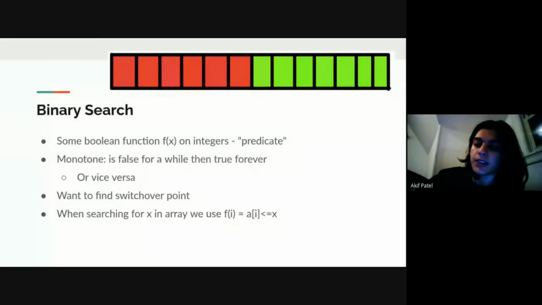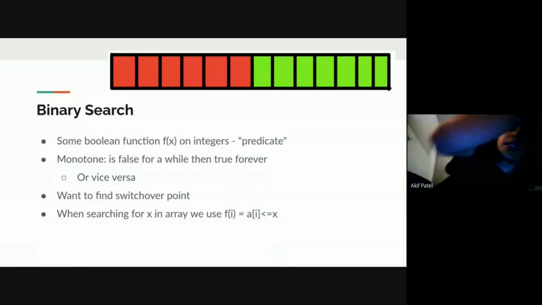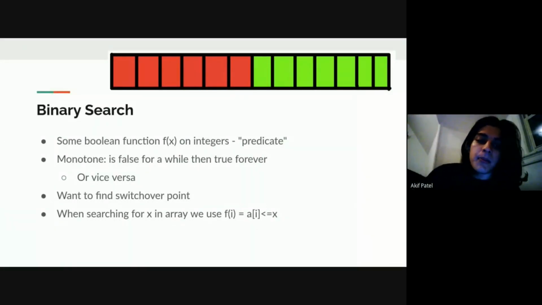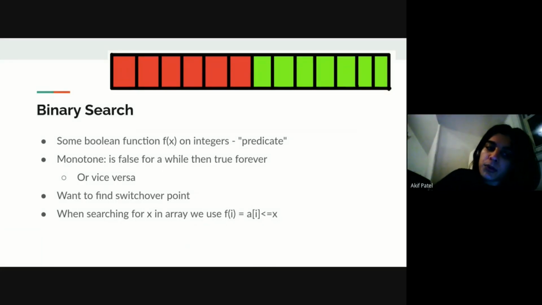So now we're going to shift away, at least for the time being, from lower bound, upper bound, and more onto just the general idea of binary search. So binary search in general, you have some sort of Boolean function, f of x, on integers. This is a function that takes an integer and returns true or false. And we usually call this a predicate.